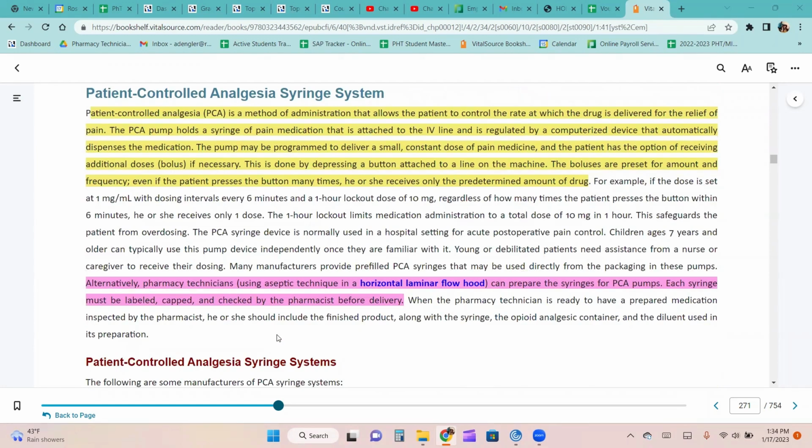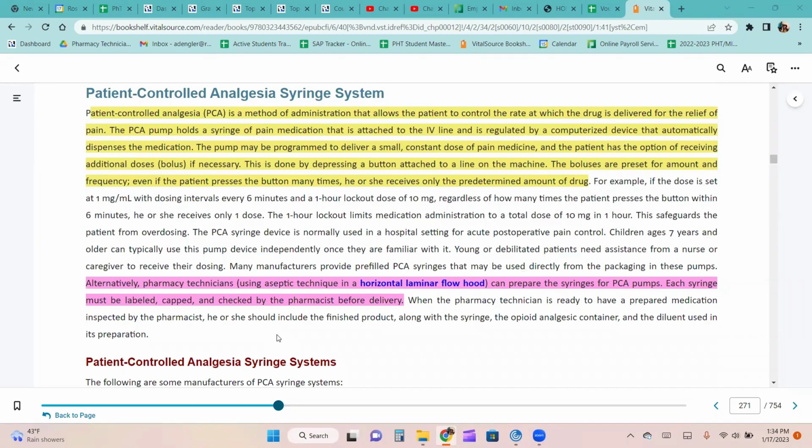Patient-controlled analgesia is a method of administration that allows the patient to control the rate at which the drug is delivered for the relief of pain. The PCA pump holds a syringe of pain medication that is attached to the IV line and regulated by a computerized device that automatically dispenses the medication.